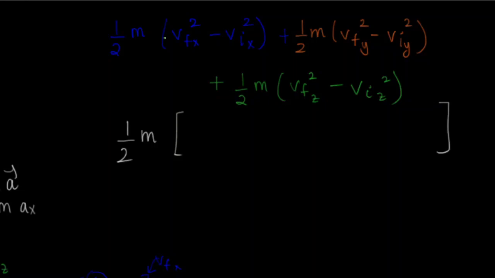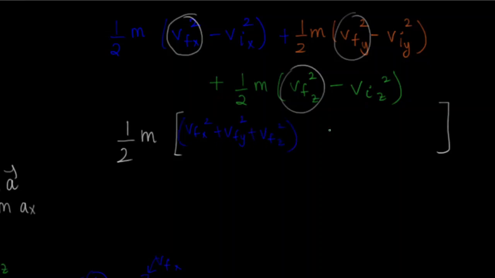And then what you can do is you can group the final terms right here, the final velocities, and you can write that together. So that will be equal to v sub fx squared plus v sub fy squared plus v sub fz squared. That minus the initial part, that initial part is just, instead of f, you will write i. And then you would arrive at v sub ix squared plus v sub iy squared plus v sub iz squared.